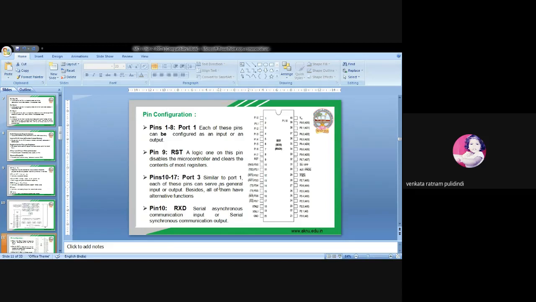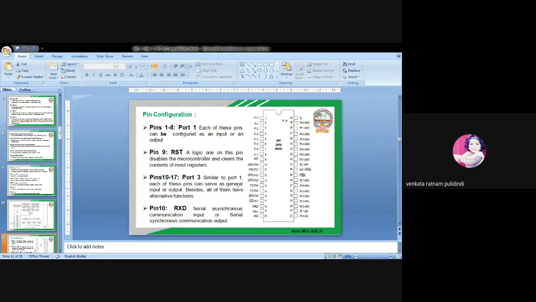At the same time, pin number 11 can be used for TxD, transmit. That means we have two lines to interface the serial device: receive and transmit. So pin number 11 is the transmit pin. Pin 10 and pin 11 are both used as port 3 IO lines as well as RxD and TxD.